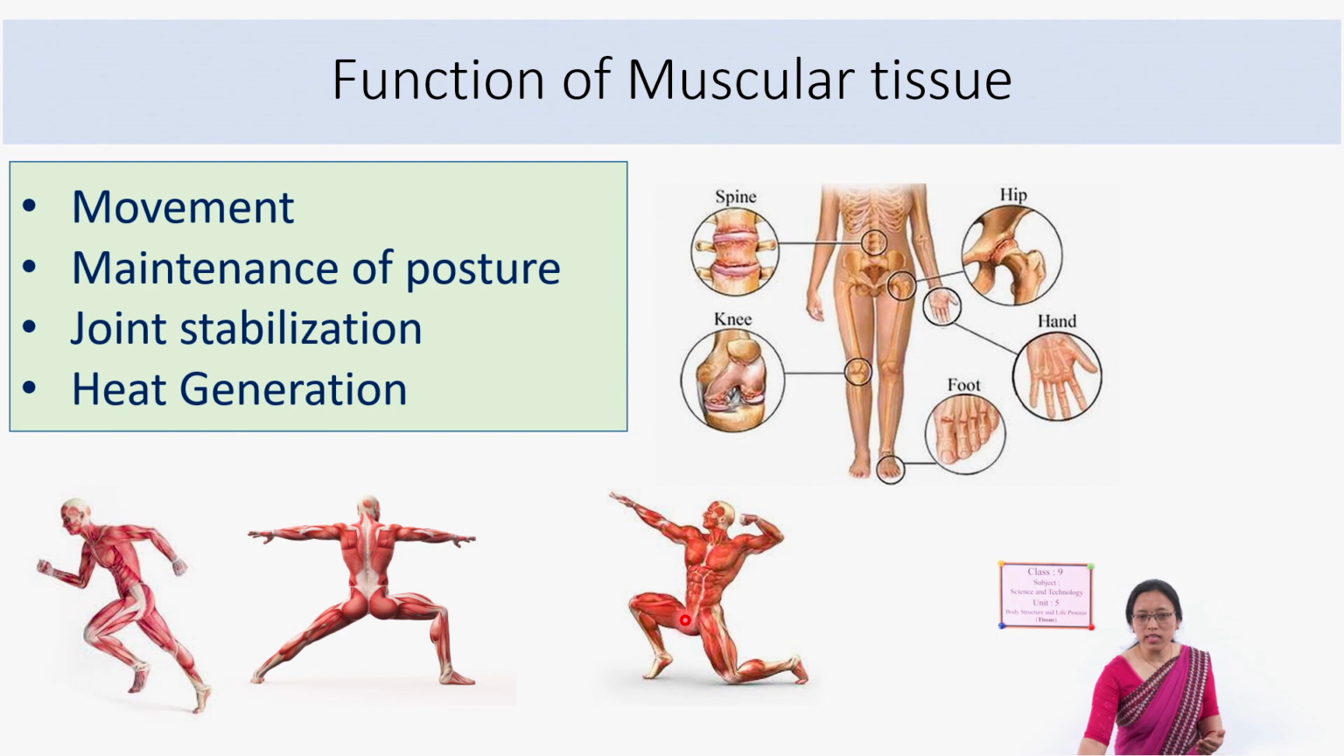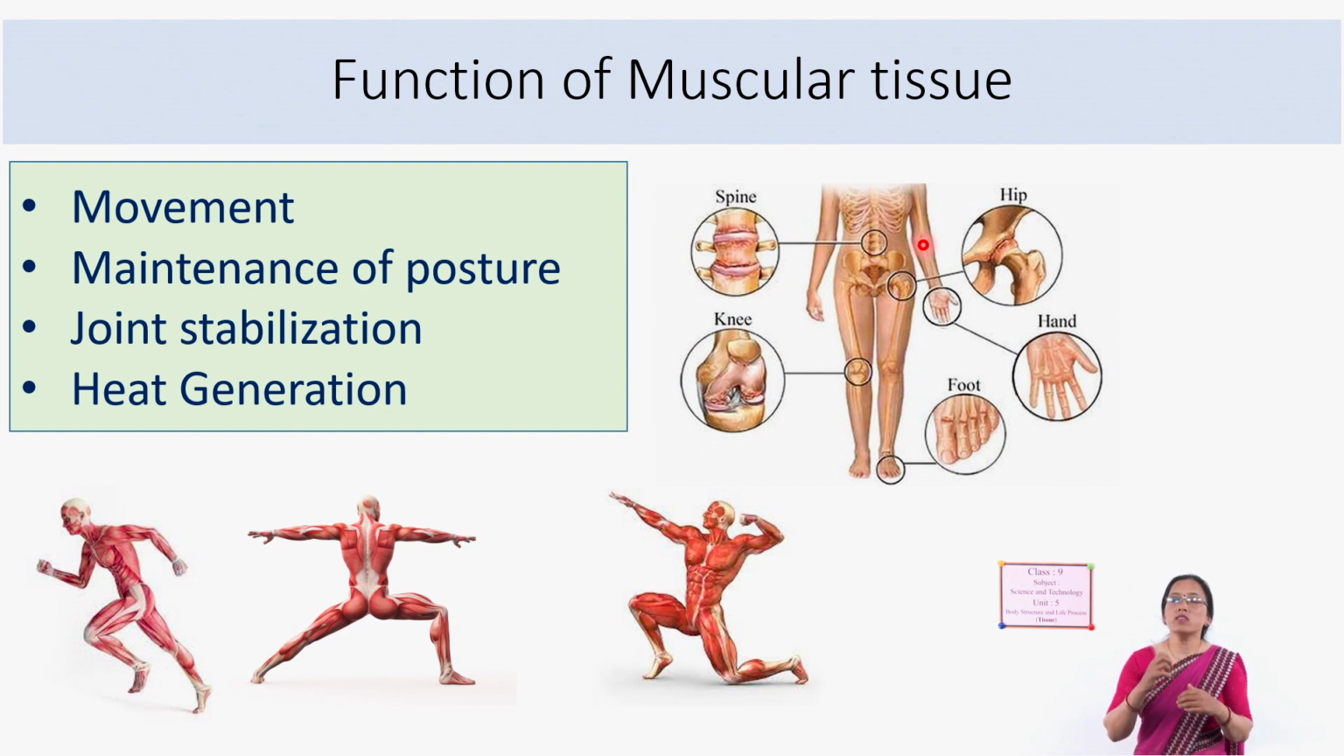And here also, same thing. In our body, there are various joints. Just like in the skeletal system, bones are connected with each other. But if there are no muscles, we don't see the joint working properly. So, it helps to stabilize the joint.